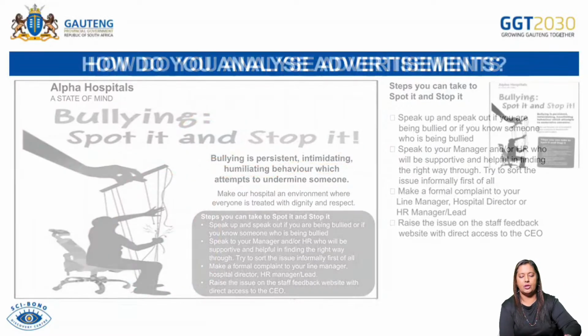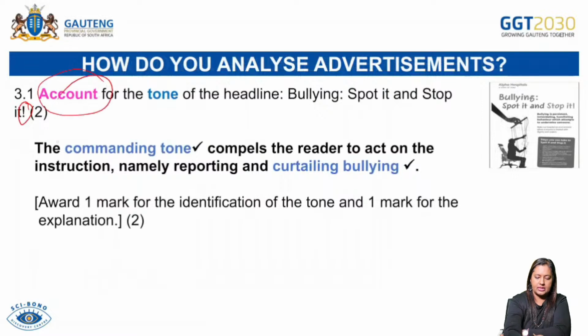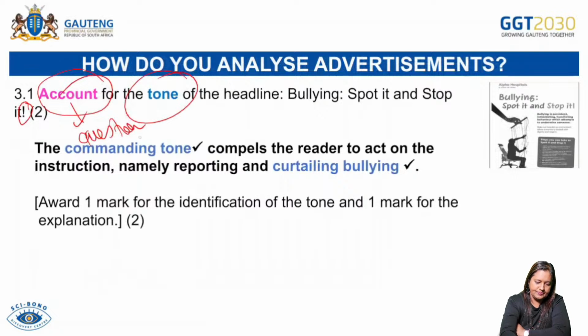All right. So let's see what questions appeared in the NSC exam. It said, for example, account for the tone of the headline, bullying, spot it and stop it. Notice the exclamation mark. It is asking us to look at account and tone. So the moment you get a question, you need to highlight or underline what the question word is. So this is the question term.